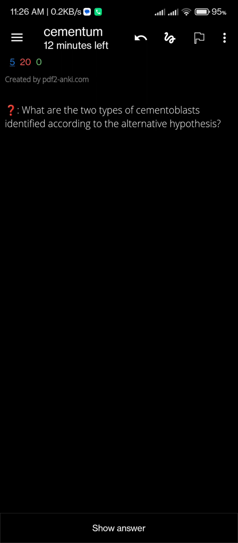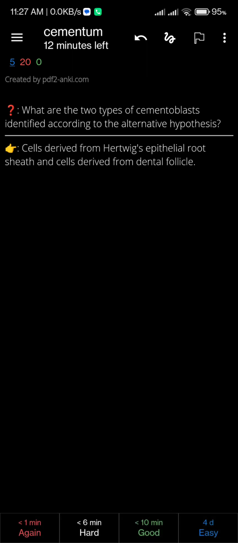What are the two types of cementoblasts based on the alternative hypothesis? Cells derived from Hertwig's epithelial root sheath and cells derived from the dental follicle.